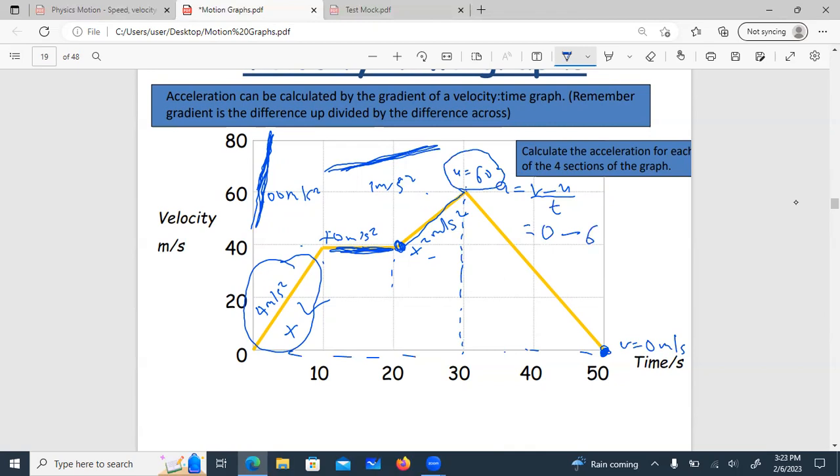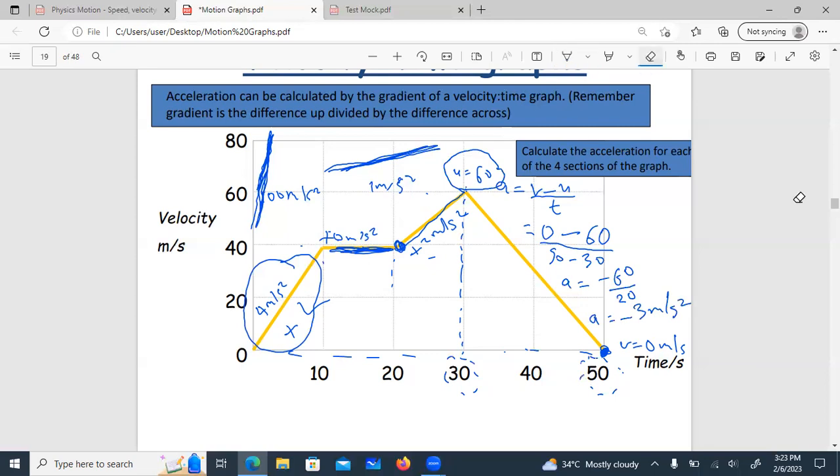So you have 0 minus 60 divided by, what's the time taken? The time taken is from 30 seconds up to 50 seconds. And what's the time duration there? Just do 50 minus 30, you get 20 seconds. Hence, our acceleration is 0 minus 60 gives us minus 60, divided by 50 minus 30 gives us, our time is 20. So our acceleration is minus 60 divided by 20. That gives you minus 3 meters per second square.